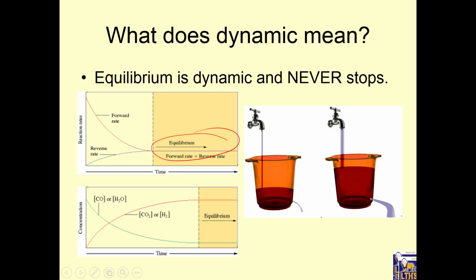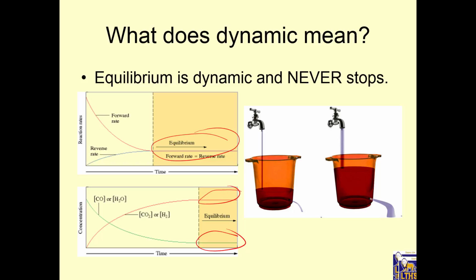So what might that look like in terms of amounts? Reactants turn into products, so their concentration goes down. Products turn back into reactants, but at first there are none, so their concentration goes up. But once the amounts are not changing anymore, then you have equilibrium.